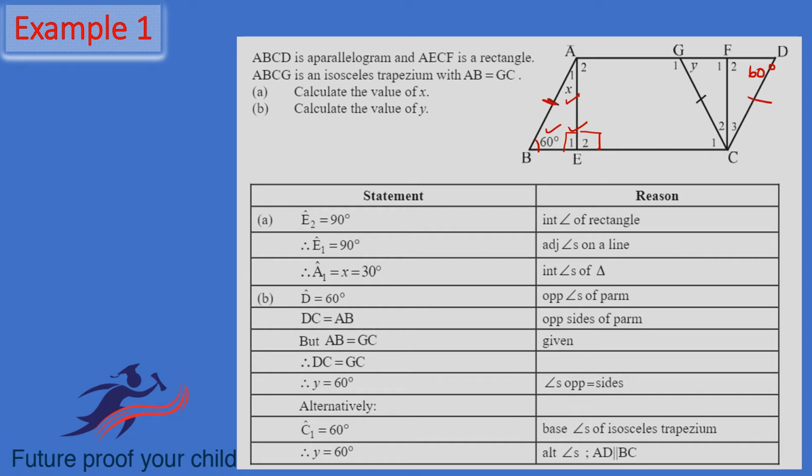Now opposite sides of a parallelogram are equal. But we already know that AB is equal to GC, and that was given to us. So therefore, DC equals GC, which makes y equal to 60 degrees, angles opposite equal sides in our isosceles triangle. Alternatively, we could also say that C1 is equal to 60 degrees because it's our base angles of an isosceles trapezium. So therefore, y is 60 degrees, alternate angles, AD parallel to BC.